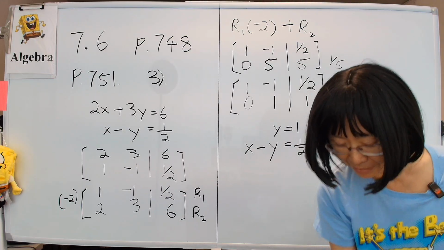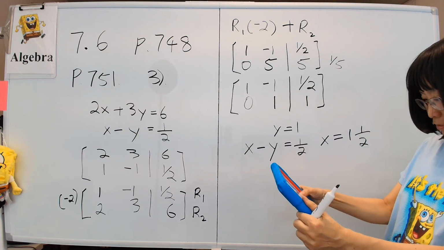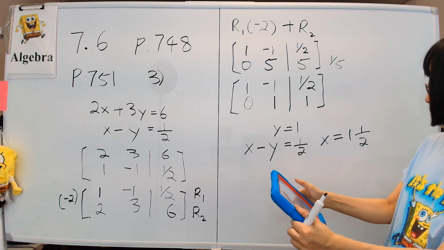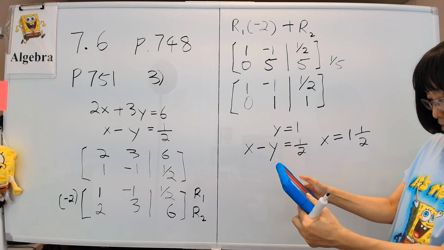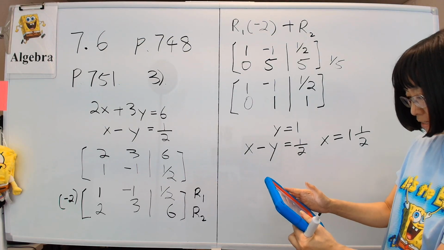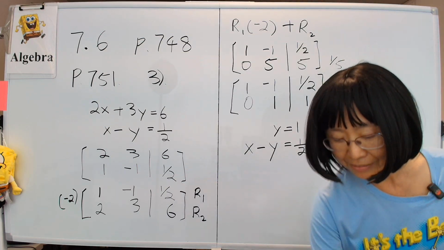But first, let me check to see if I got it right. Did I mess up or anything? X equals 3/2. Y is... where's y? Why am I not seeing y? Yeah, y equals 1. Anyway, so I'm right. All right, so that's good.